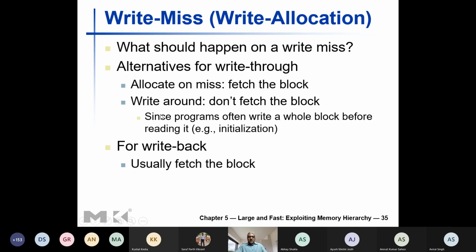And sometimes you don't allocate space in the cache immediately when you get a write miss. The other way is write around. That means don't fetch the block. You write into the memory, because sometimes a program keeps on writing successive words, and in that case you cannot bring it word by word or block by block. So if the program wants to transfer data, you will continuously come across these write misses.